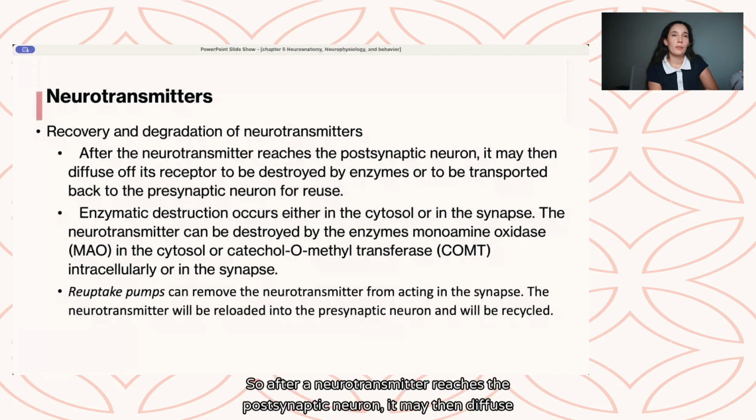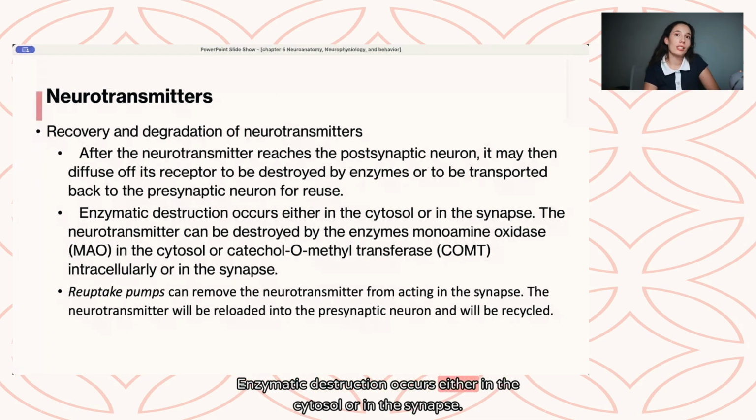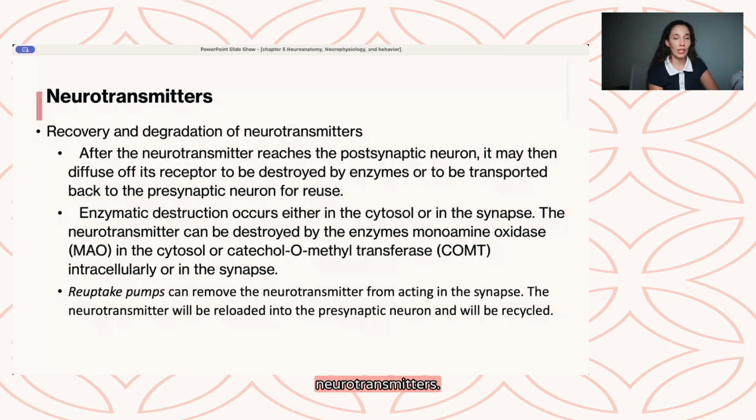Recovery and degeneration of neurotransmitters. After a neurotransmitter reaches the postsynaptic neuron, it may then diffuse off its receptor to be destroyed by enzymes or to be transported back to the presynaptic neuron for reuse. Enzymatic destruction occurs either in the cytosol or in the synapse. The neurotransmitter can be destroyed by the enzyme monoamine oxidase, MAO, which is why an MAOI is a monoamine oxidase inhibitor. So we are stopping this enzyme from breaking down and destroying neurotransmitters.